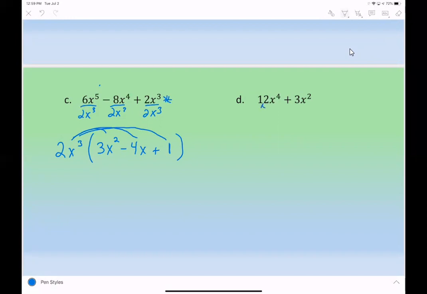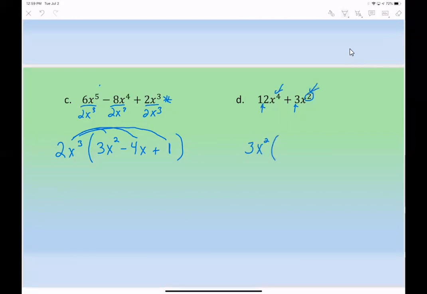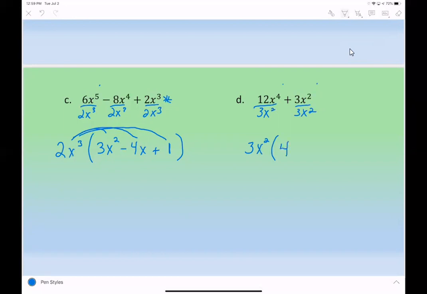In this last example, we're going to look at 12 and 3. 3 is your smaller number. 3 is a factor of 12, so 3 is a GCF. They both have x's, so we're going to take the smaller of the exponents. And then you don't have to do this, but if it helps, we can come over here and write our GCF underneath each term. 12 divided by 3 is 4. x to the 4 divided by x squared is x squared. And then this term, since they're both the same, is just going to become a positive 1, because remember, anything divided by itself is 1.